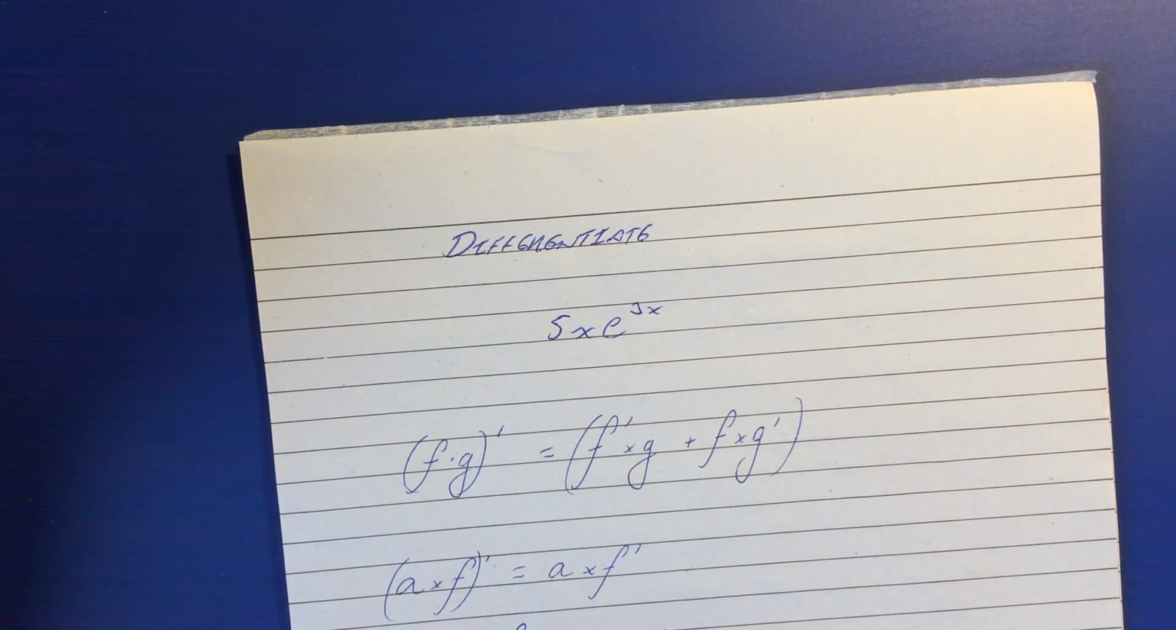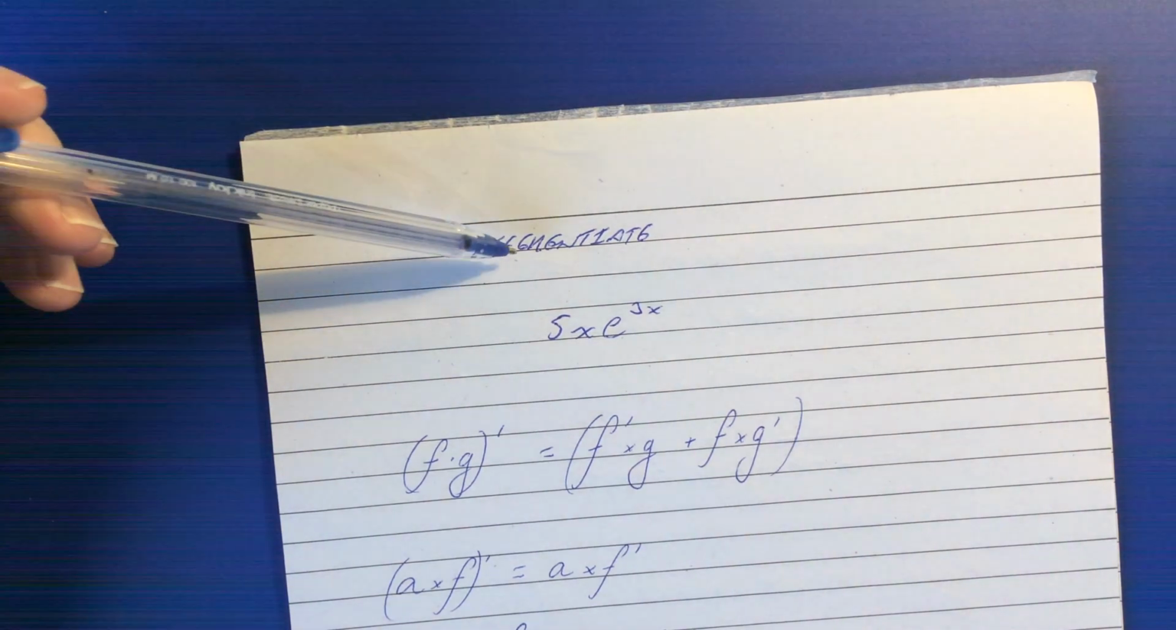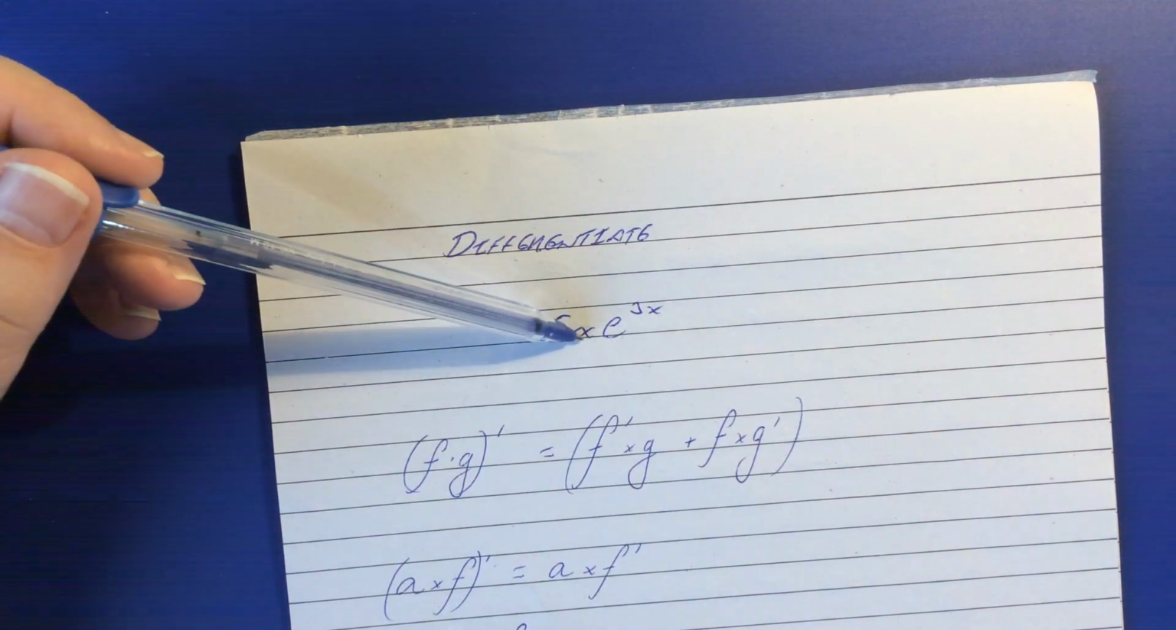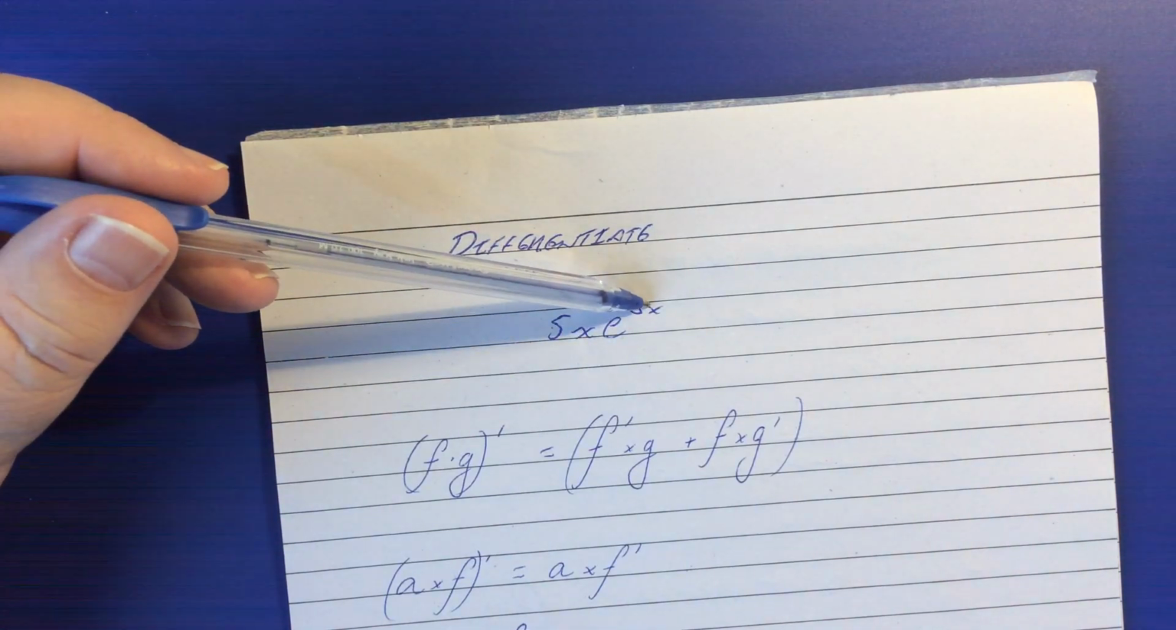Hi, I'm an old guy and I do maths, and today we're going to differentiate this expression here, 5x times e to the 3x.